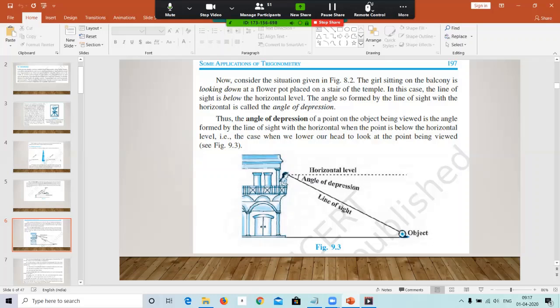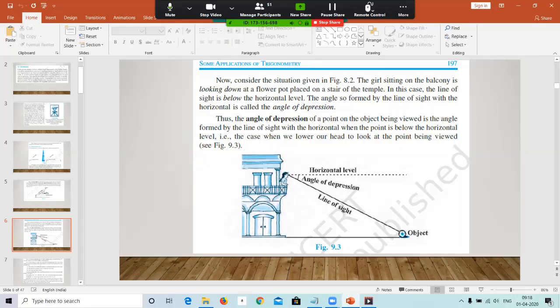Done with it. Now, if I say this girl is not here, but the girl is here, and the object is on the top here. So in that case, the line of sight remains the same, but from below to top it goes, right? So in that case, this becomes what? Angle of elevation. Perfect. So this is your angle of elevation. So in that scenario, can I say that angle of depression and angle of elevation are the same? Yes, ma'am.